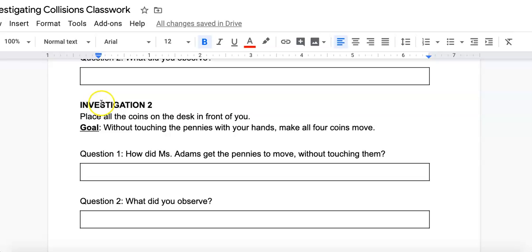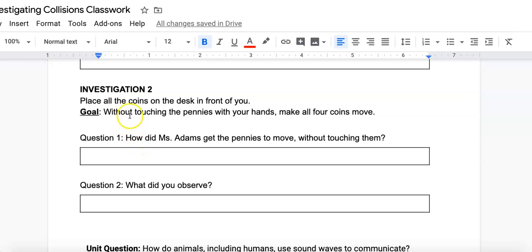So for investigation 2, if you remember, without touching the pennies, I actually had to get all 4 of the coins to move this time. So what did I do to get all 4 of the coins to move? That's what you want to answer for question 1. And then question 2, again, you want to be very descriptive, meaning give me all of those juicy words when it comes to describing what you saw or what you heard in the investigation.